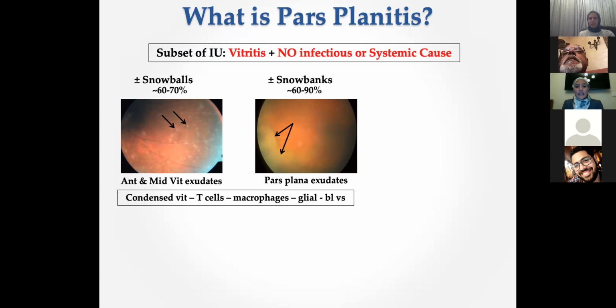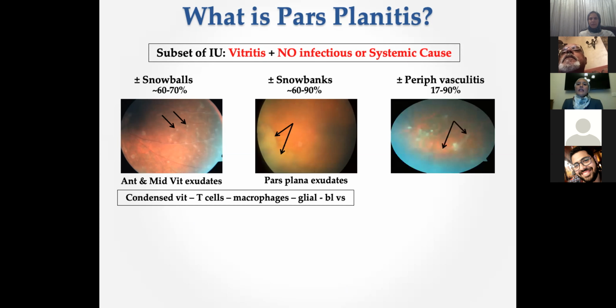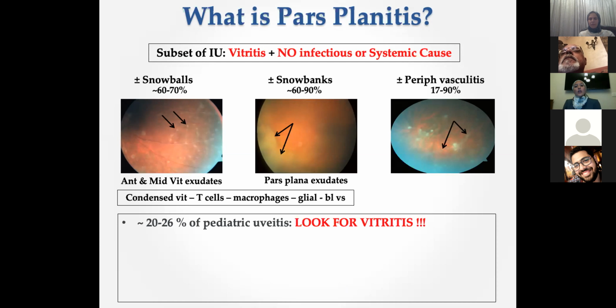In both of these cases, the histopathological analysis of these exudates has shown them to be formed of collapsed vitreous, T cells, epithelioid cells and macrophages, glial elements, and some blood vessels from the retina. In most of the cases, there might be peripheral vasculitis anterior to the equator, and it usually affects the venules rather than the arteries.